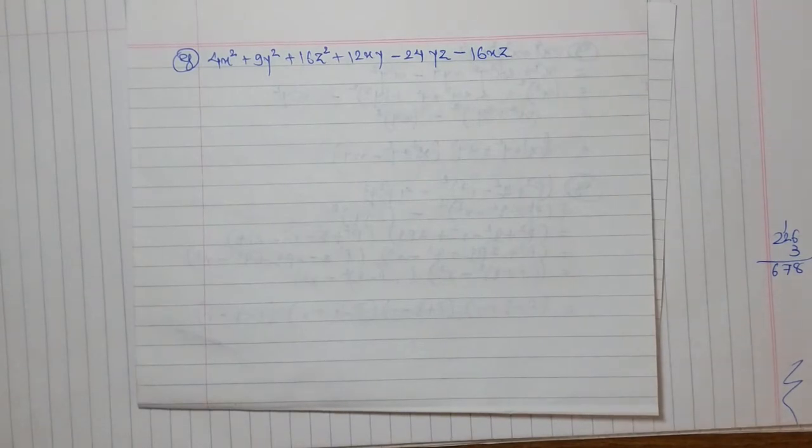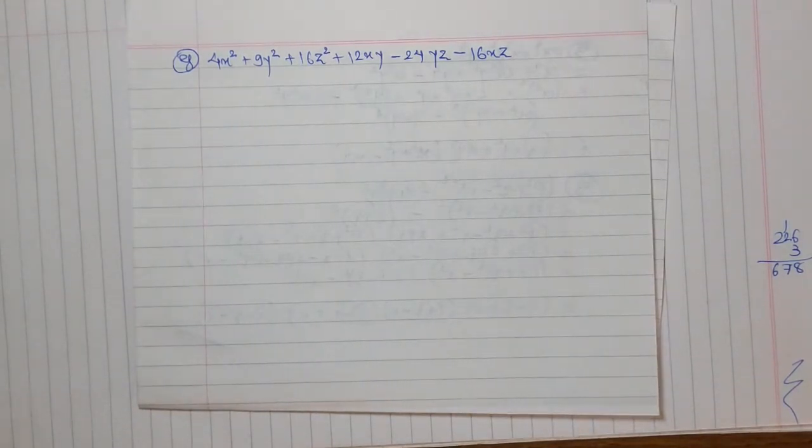Suppose you've got a question in this form: 4x square plus 9y square plus 16z square plus 12xy minus 24yz minus 16xz, and they have asked you to factorize. What would you do? First you have to remember the identities which you have learned in part 3 of expansions, which were of the form (a plus b plus c) the whole square. Can you see similarity of that type here?